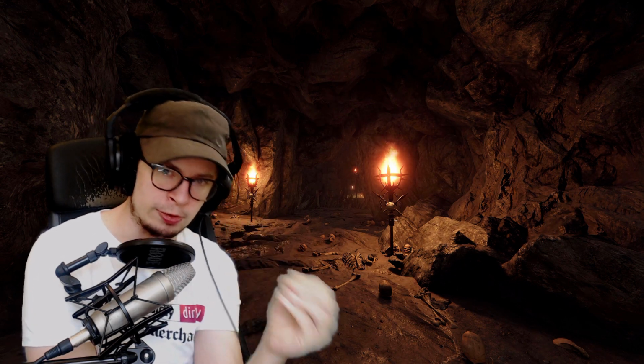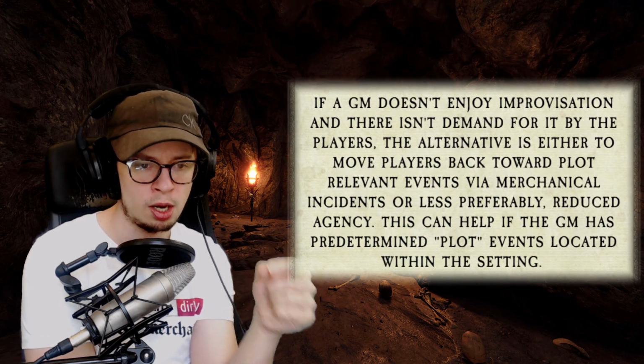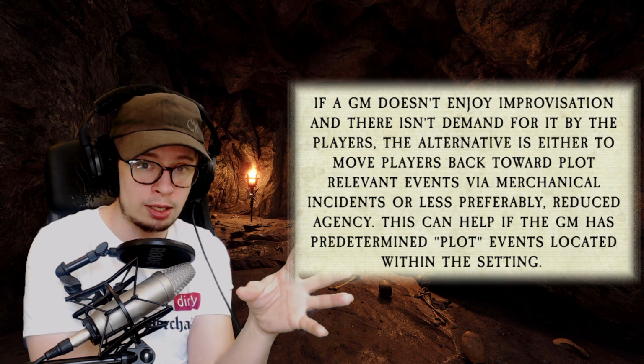Now, for the specific GM, there are a few tools you can use to get out of this trap a little bit, one of which is to use some mechanical incidents, and you'll see them within crime dramas.